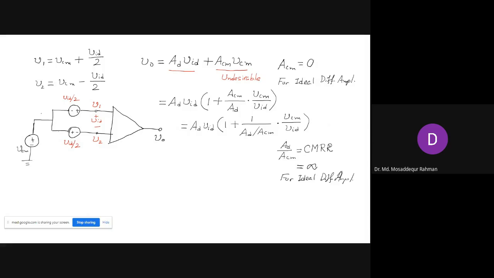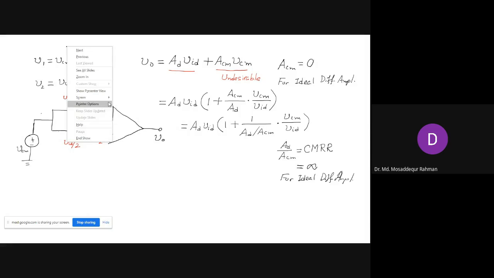And what does this CMRR indicate? It is in the name of this parameter, common mode rejection ratio. Rejection means how effective the differential amplifier is in rejecting the common mode voltage, right? The higher the CMRR, the more effective the differential amplifier is in rejecting the common mode voltage.